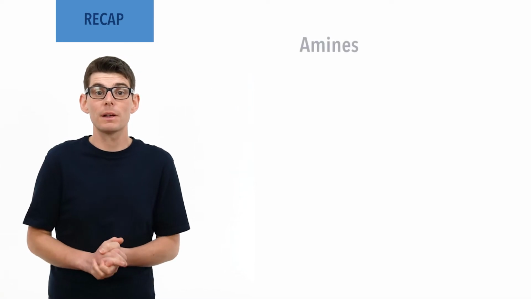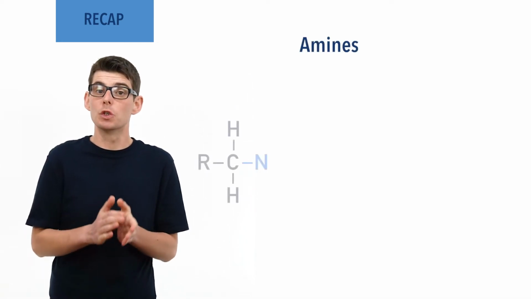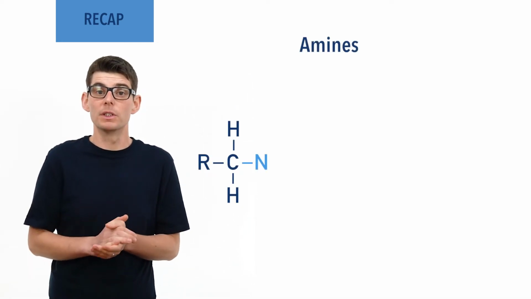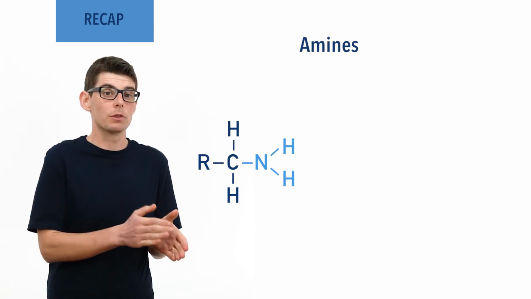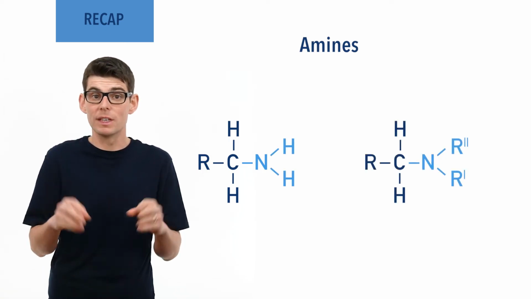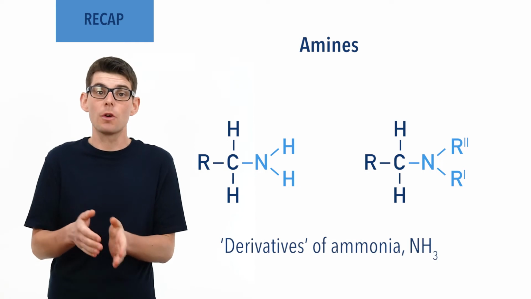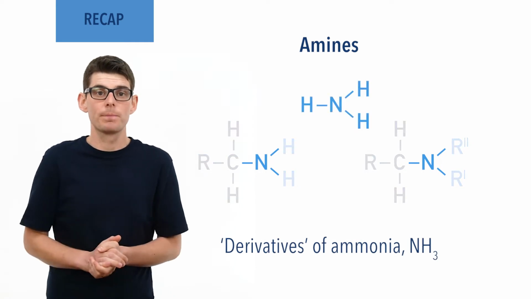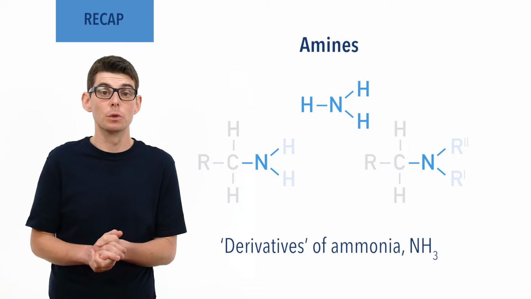Amines are a group of compounds that contain an alkyl group bonded to a nitrogen that is itself bonded to hydrogens or further alkyl chains. They are derivatives of ammonia, meaning they come from ammonia, NH3. Amines can be primary, secondary, or tertiary.